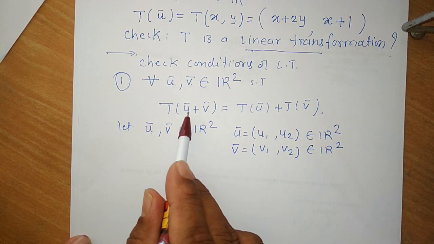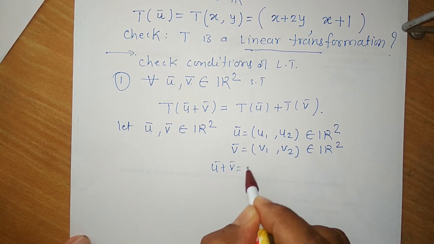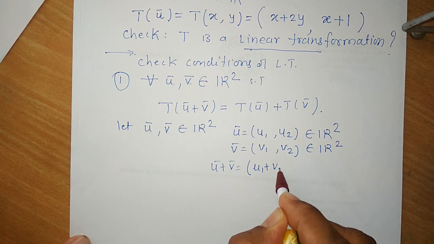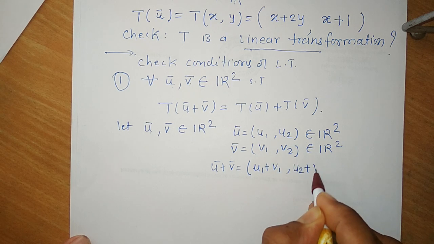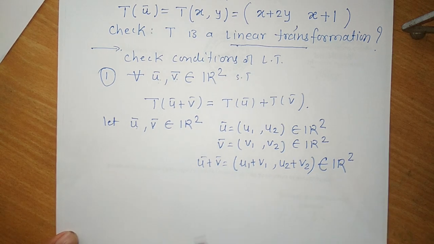We need to find u bar plus v bar. Taking the component-wise addition, u bar plus v bar equals u1 plus v1, u2 plus v2. This is also a vector in R raised to 2 because R raised to 2 is a vector space.